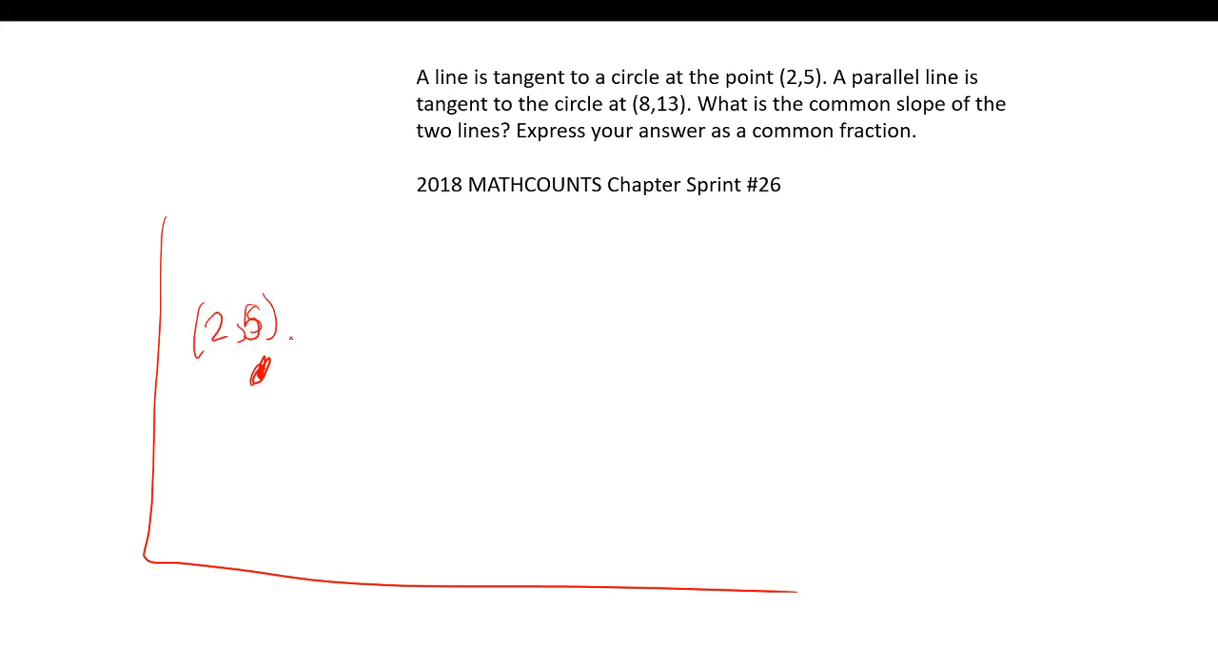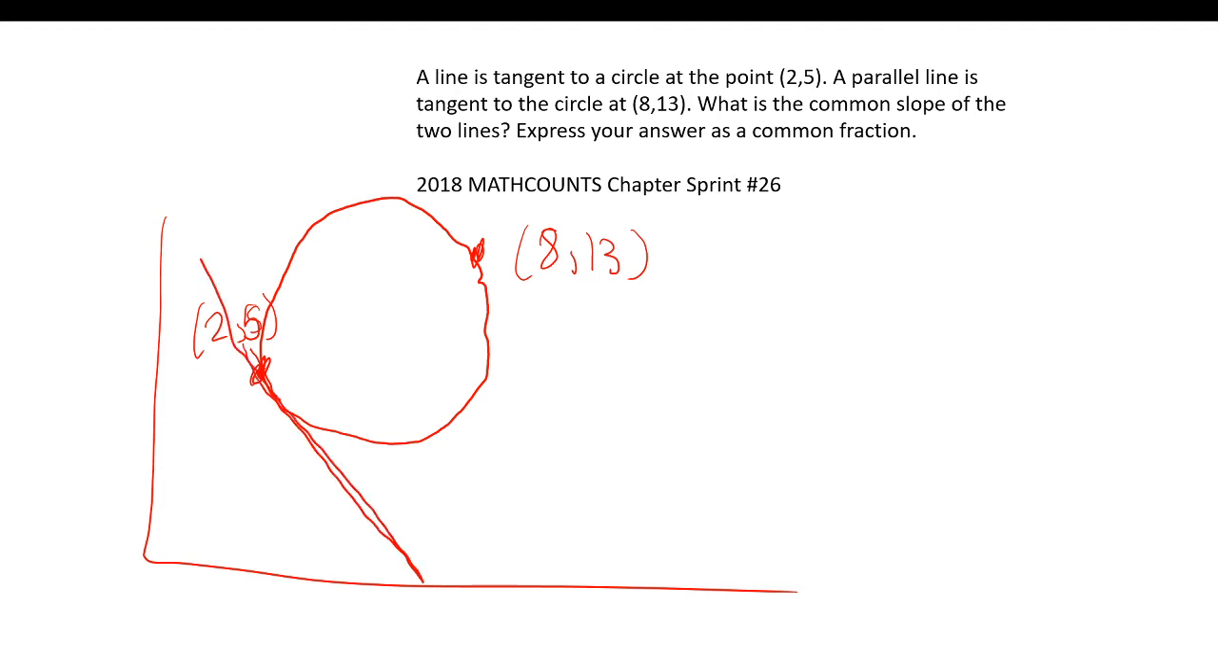Yep, 2, 5. And then a parallel line is tangent at 8, 13, so that's like right up here somewhere, I'm guessing. And then we have a circle, so the circle is obviously like passed through these points. And this is just a rough sketch of what the circle might look like. So the circle's like right over here. And I know this is like a bad circle, but who cares? So, and we have, this is a part of a line which is tangent to a circle. So this is part of a line that's just tangent, just sitting up here, and it's tangent to the circle.